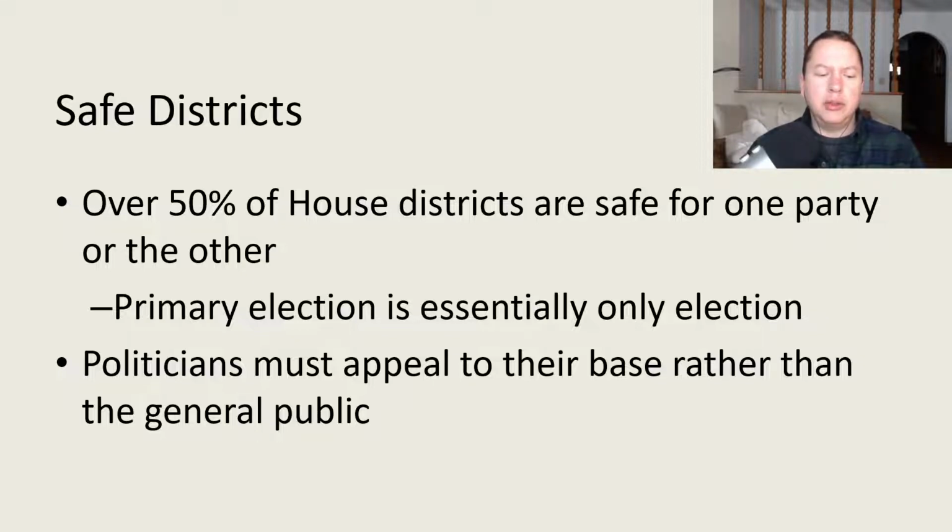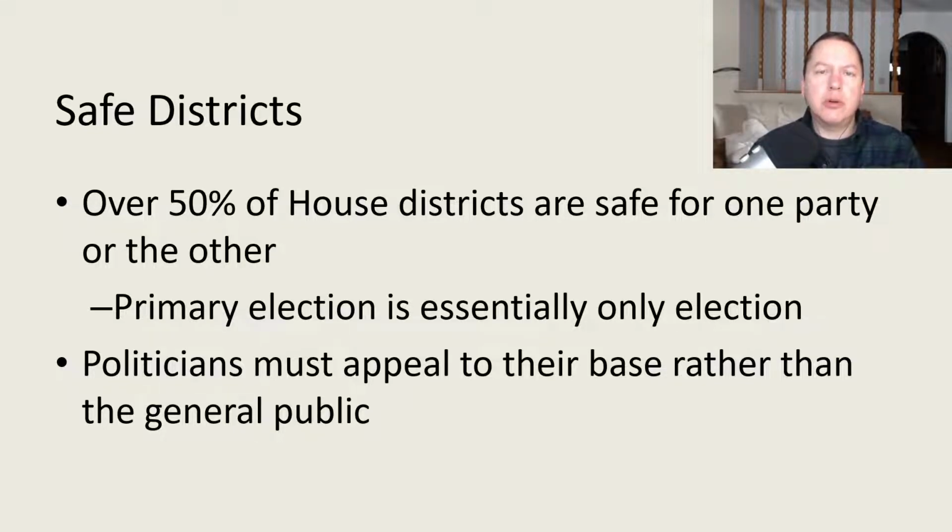And so the most extreme statements that you hear from representatives in the House are from representatives who come from safe districts. For example, AOC, Alexandria Ocasio-Cortez, represents, I believe, the Bronx in New York. Well, that's a district that's very safe for the Democrats. Her primary election is the only election she has to worry about. No Republican is going to get elected from the Bronx in New York.